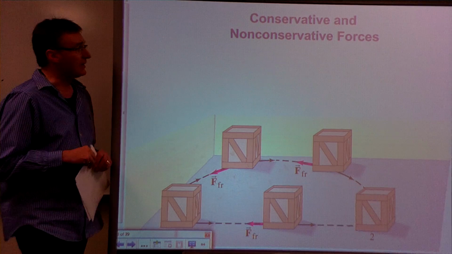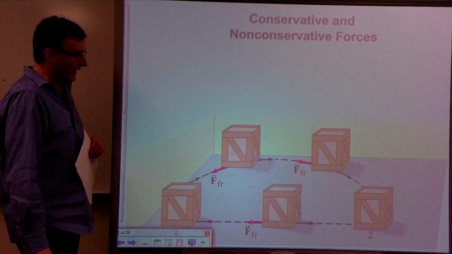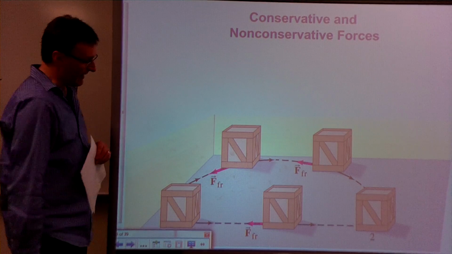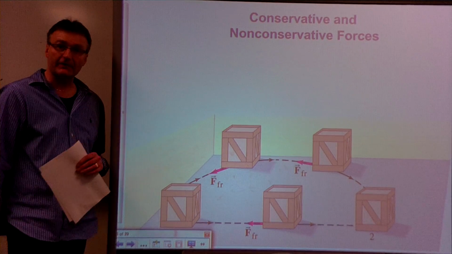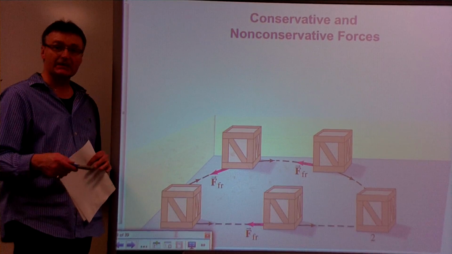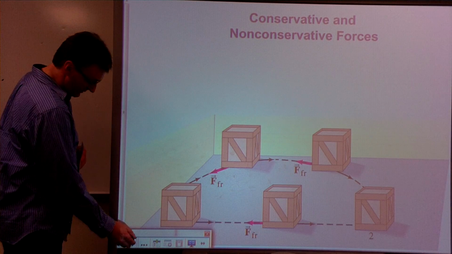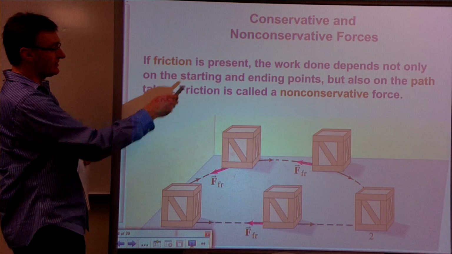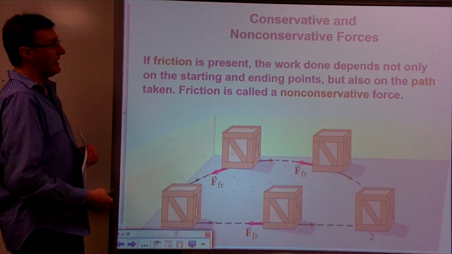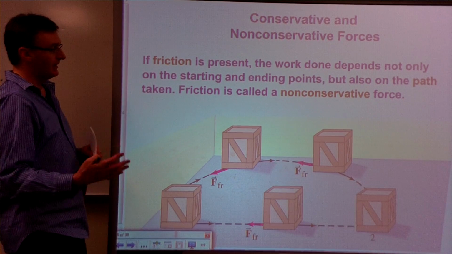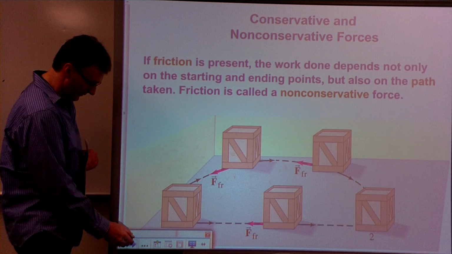Now, we have to differentiate as well between conservative and non-conservative forces. So, for example, if you have friction that's involved in the movement of an object, that would be an example of a non-conservative force. So that has to be accounted for separately in terms of our work energy equation, which we will look at in just a minute. So if friction is present, the work done depends not only on the starting and ending points, but also on the path taken.